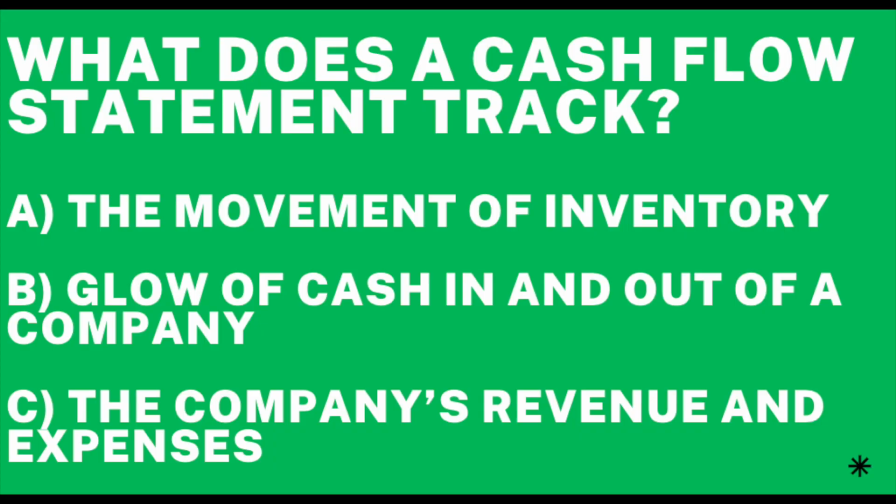So congratulations, you made it to the knowledge check. What does a cash flow statement track? A, the movement of inventory. B, I put glow on there, so I'm going to leave that spelling error because I am not error-free. It should say flow of cash in and out of a company, or C, the company's revenues and expenses.